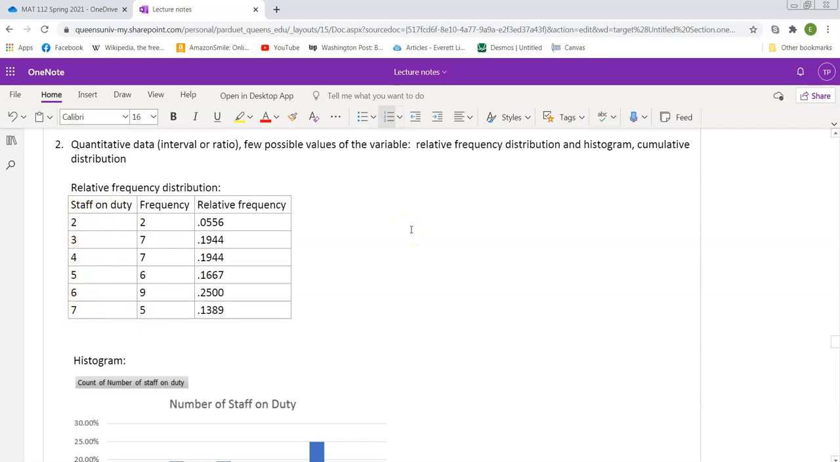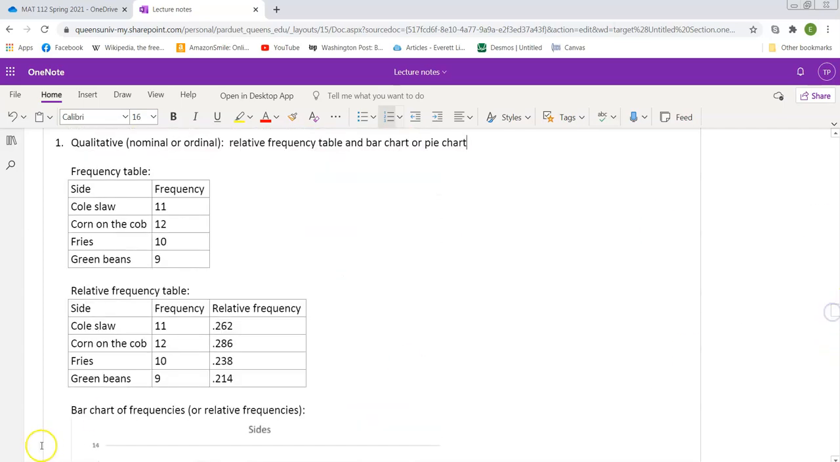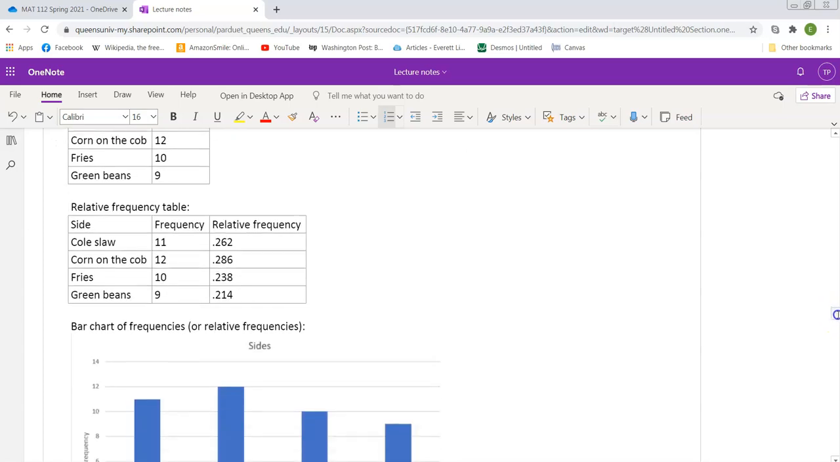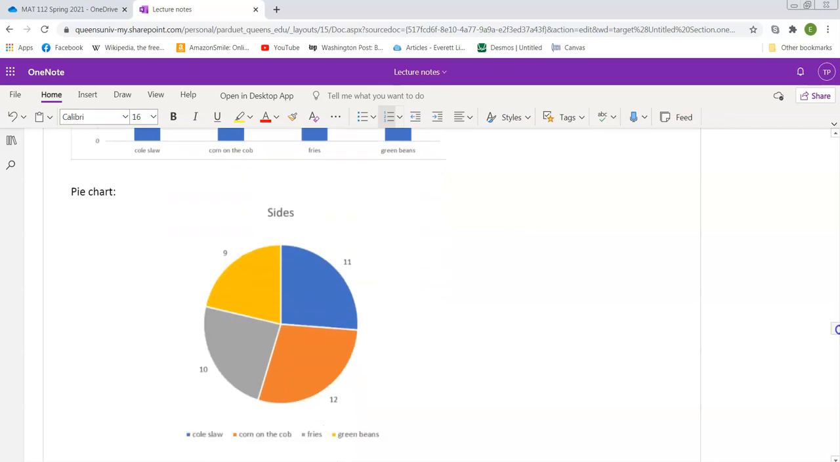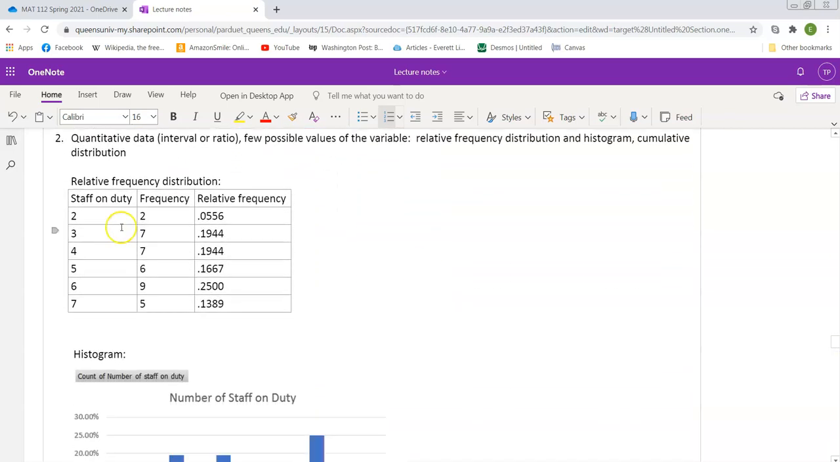With the qualitative data, it doesn't matter what order you put these things in. These happen to be in alphabetical order because that's the way Excel did them when I did it in Excel, but they can be in any order. Here it does matter. Here you need to put these in increasing order. Obviously, I think nobody would make a table like this with these not in the right order. And then just like before, you list the frequencies and you come up with a relative frequency. So this would be 2 out of, I think we said we had 36 data points, so 2 out of 36, 7 out of 36, etc.